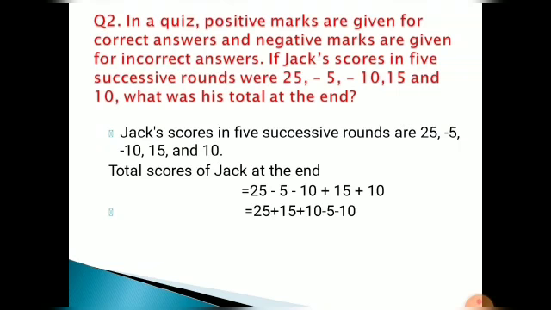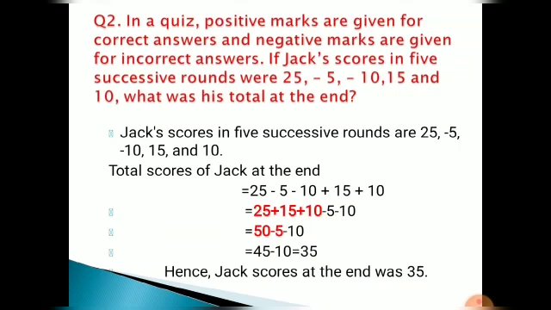So we know very well that adding these three positives, we will be getting 25 plus 15 plus 10, which is 50, then minus 5 minus 10. So 50 minus 5 is 45, 45 minus 10 is 35. So Jack's score at the end was 35.